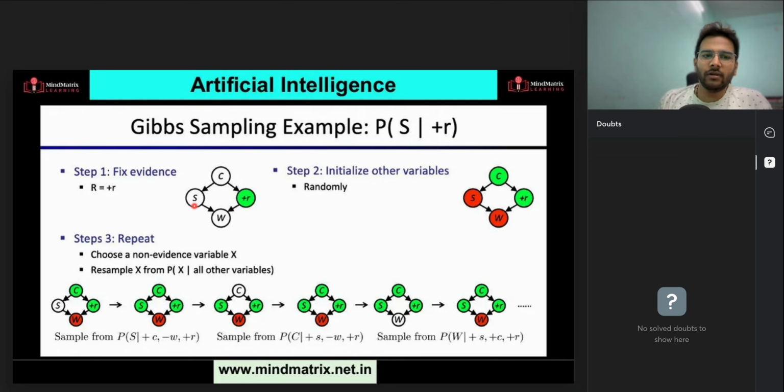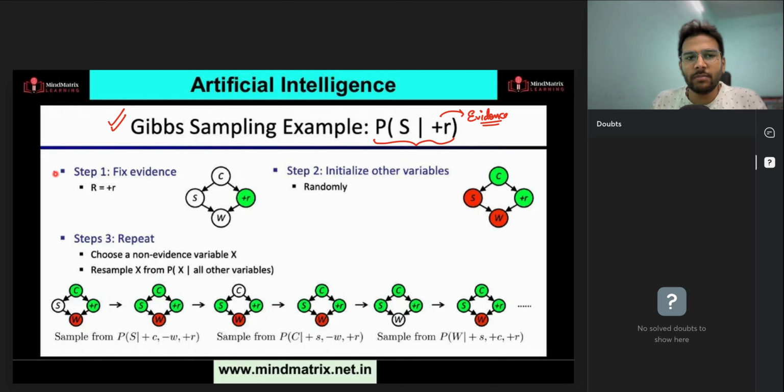Now let's understand through one example, and through this example you will be able to get the entire idea of what and how we are doing this Gibbs sampling. So carefully understand this. Let's say you want to find out the probability of S given plus R. So this plus R is your evidence.